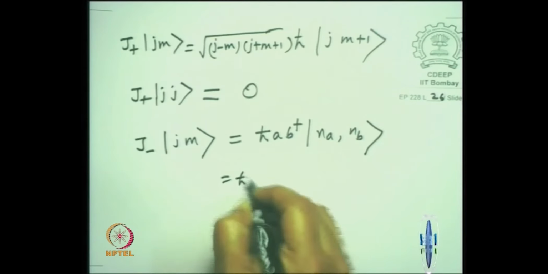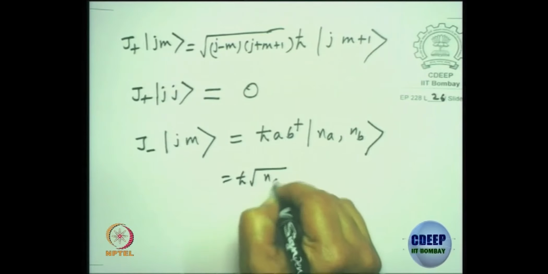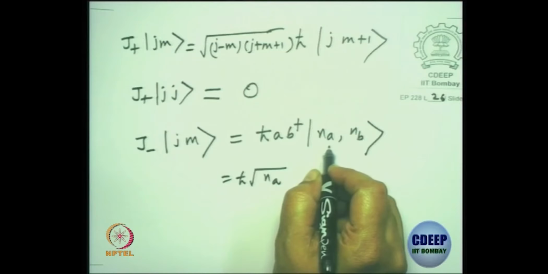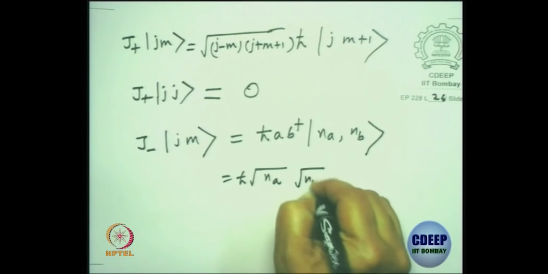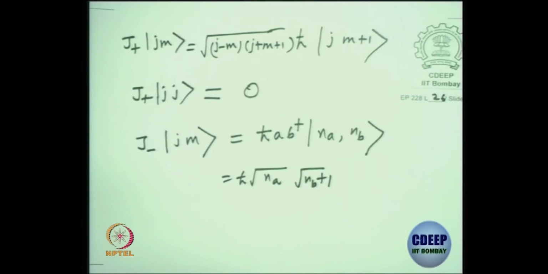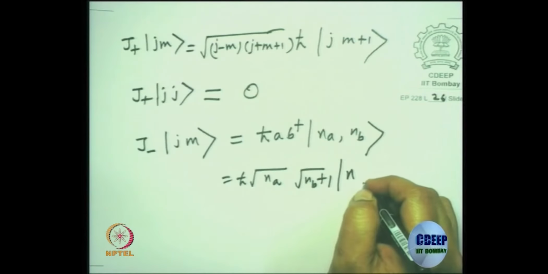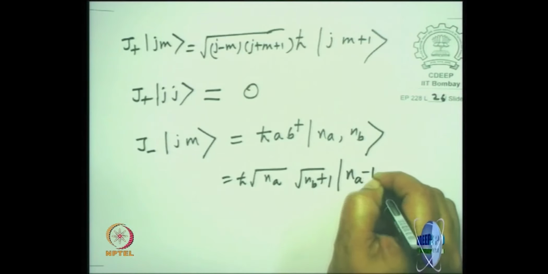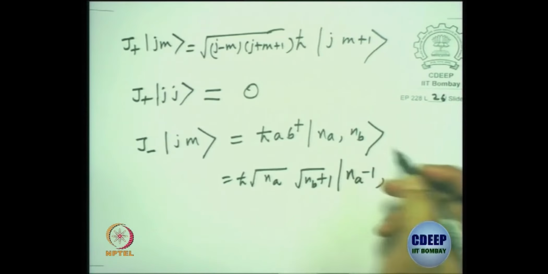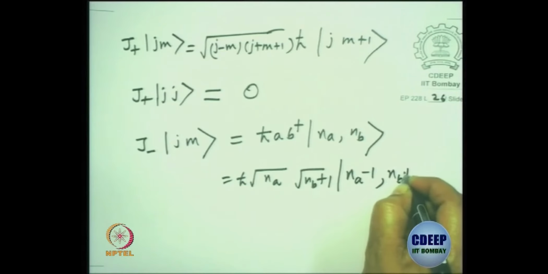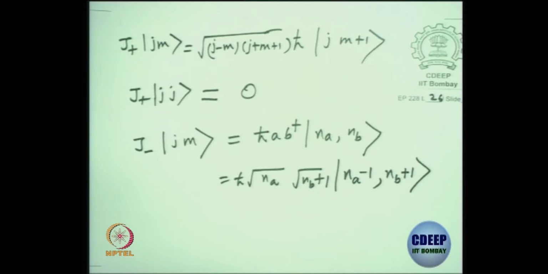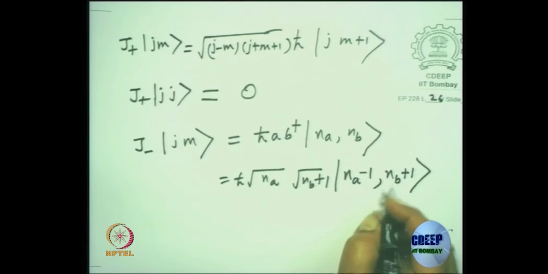This will be, A will give you Na, B dagger will give you Nb plus 1, and state Na will shift to Na minus 1, B will shift to Nb plus 1. What happens to the J eigenvalue? What happens to the magnetic quantum number? Rewrite. J is same but M shifted by minus 1.